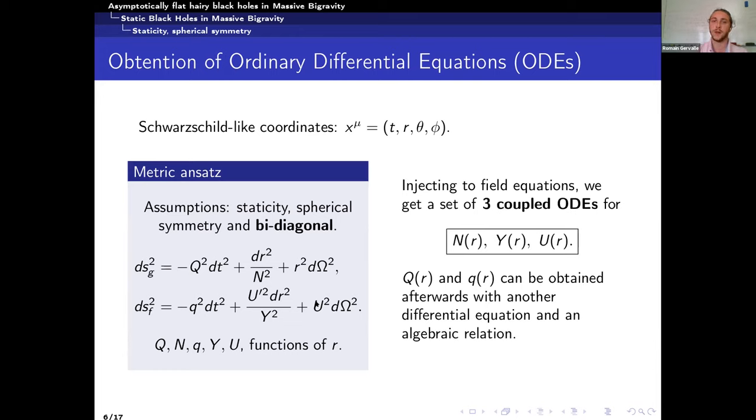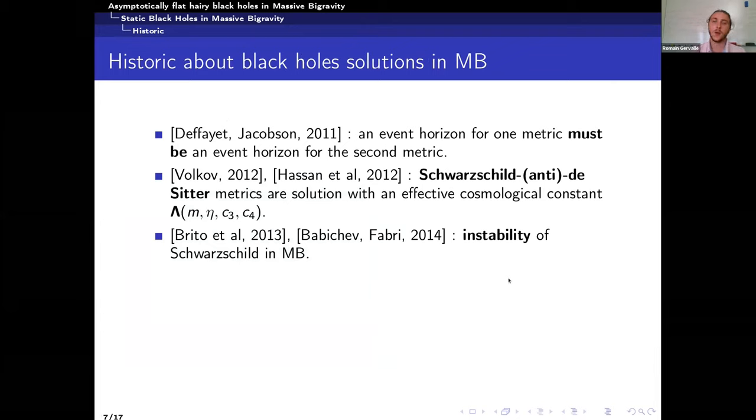If we inject these line elements into the field equations, we get a set of three coupled ODEs for N, Y, and U. And the big Q and the little q can be obtained afterwards. So now a little bit of history about the black hole solutions in massive bigravity. First, a very important thing is that if one of the metrics has an event horizon, then the other metric must share the same event horizon. This was shown by Deffayet and Jacobson.